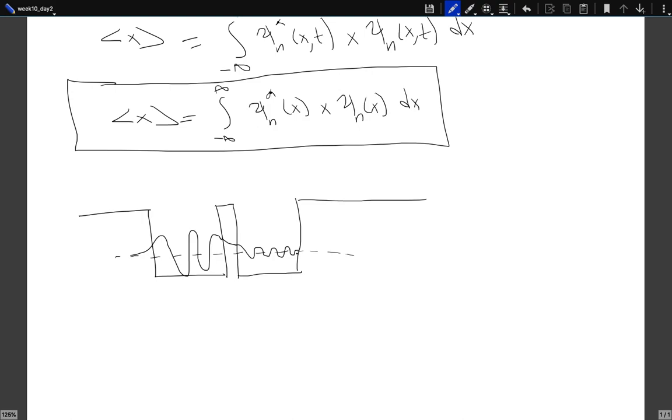You have to write down 8 equations. The wave function has to be continuous here. Its derivative should be continuous here. The wave function and its derivative should be continuous here. The wave function and its derivative should be continuous here and also here.